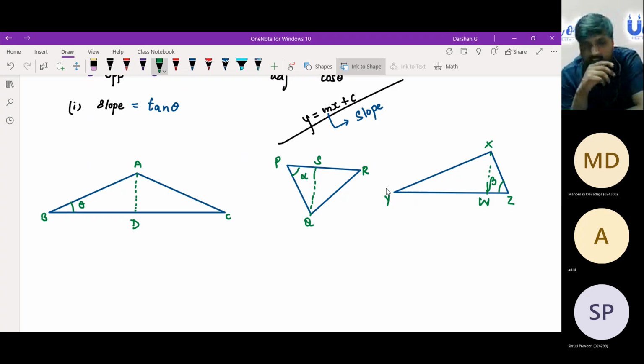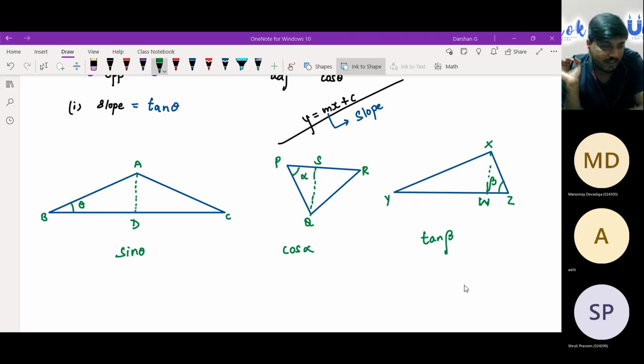Now we have three people. One will tell sine theta, one will tell cos alpha, and one will tell tan beta. Manomai will tell sine, Aditi will tell cos, Shruti will tell tan. Okay, let's start. Once you are ready, you can just raise your hand and I'll ask you the particular thing.